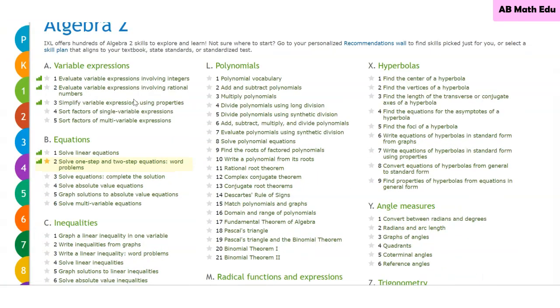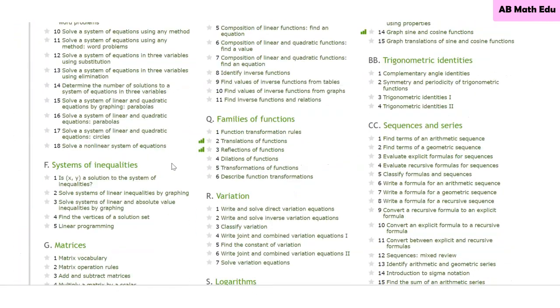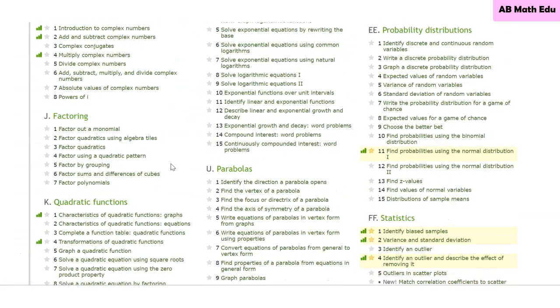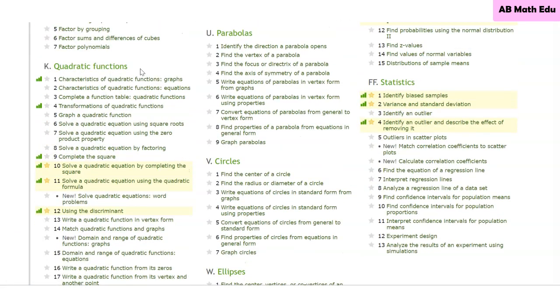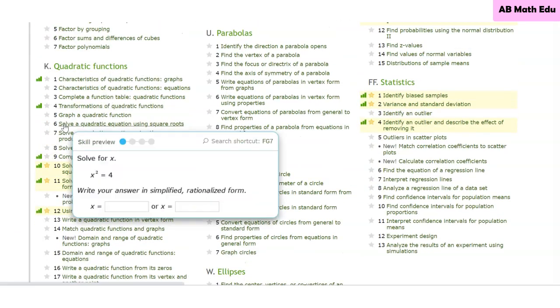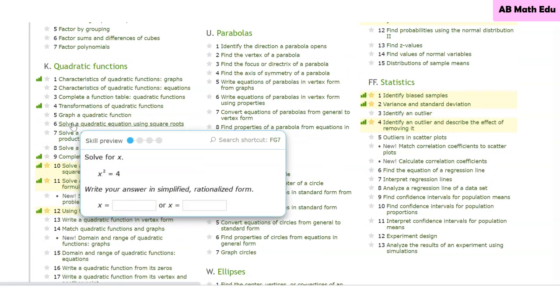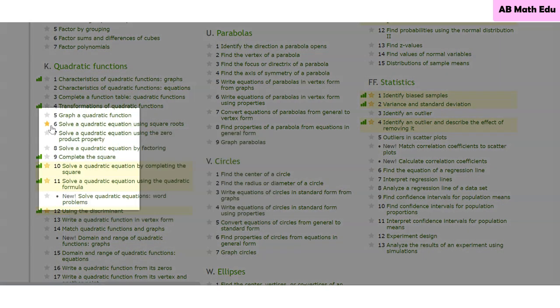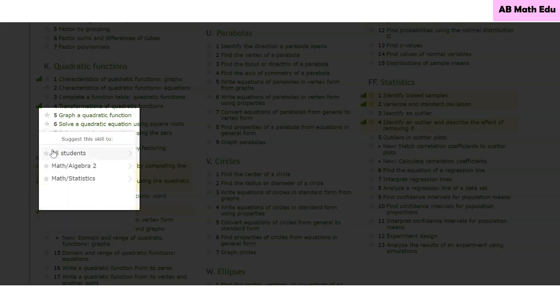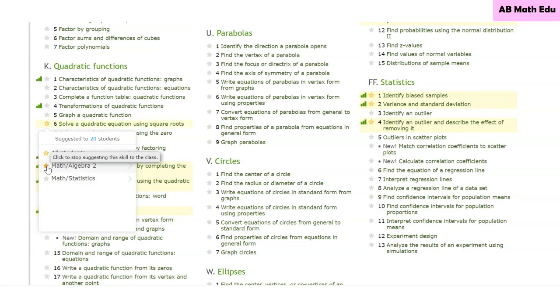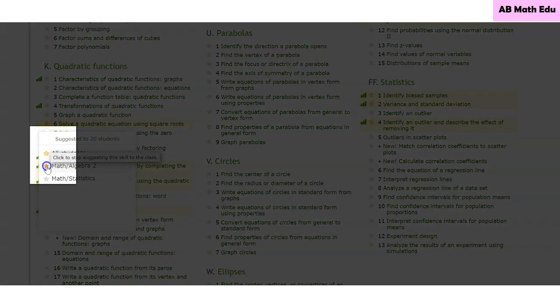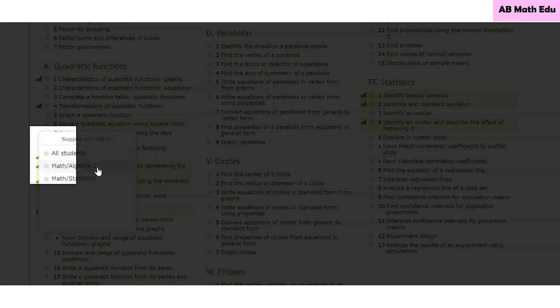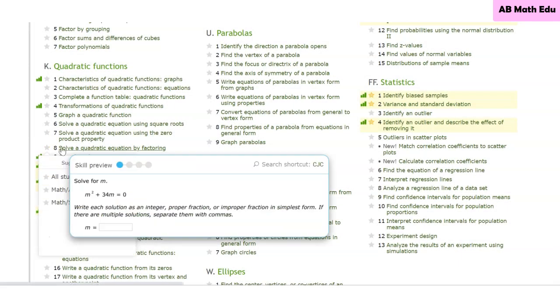If I want to assign work to my students, all you have to do is pick the topic that you want to assign. Quadratic functions is here. In case you want to assign solving quadratic equations using the square root, you just click this star over here. Your classes will pop up, so you click whichever class you want to give it to. Then when the students log in, they can see that assignment. If you did it by mistake, you just click it again and it goes away.